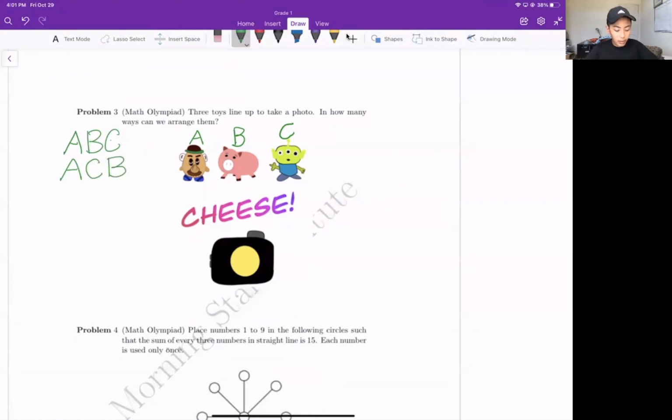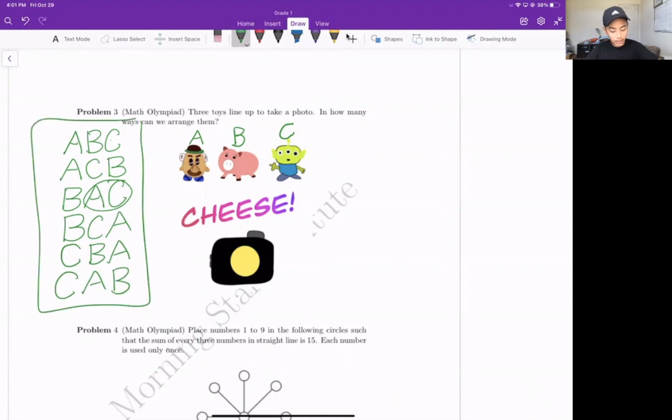For the third one, we could do starting with B and A, C. And for the fourth one, we could just switch these two around. So that's B, C, A. And for the final two, we could do C as the first one, C, B, A, and we can also switch it around, C, A, B. So in total, as you can see here, there are 6 ways to arrange them to take a photo.